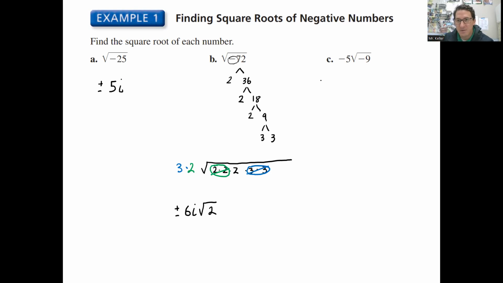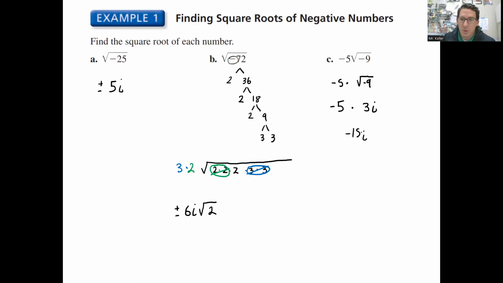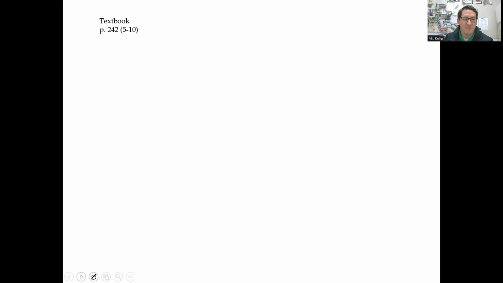It's now imaginary. Great. So here, -5 times the square root of -9. I'm just separating this out a little bit, rewriting it to make a little more sense. So the square root of 9 is 3, and since it's a negative, I slap an i on there. So -5 times 3 is -15i. All right, moving on. So there we get page 242, problems 5 through 10, an assignment.